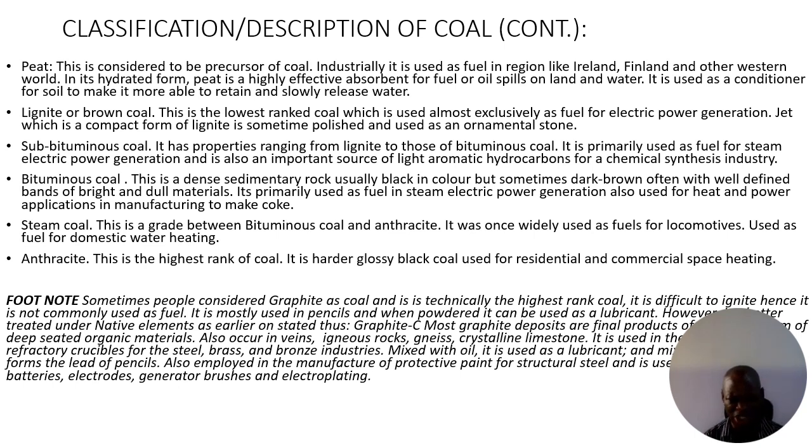Graphite deposits are final products of deep-seated organic material, also occurring in veins, igneous rock, and crystalline limestone, and is used as a crucible for steel, brass, and bronze industry. Mixed with oil, it is used as a lubricant and forms the lead of pencils, also employed in manufacture of protective paint for structural steel and used for batteries, electrodes, generator brushes, and electronics. So, it does not categorically belong under the coal group. It stands under the native elements.